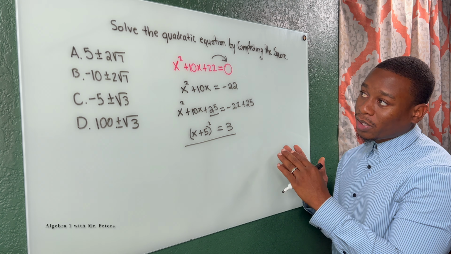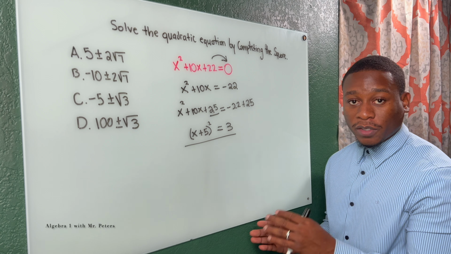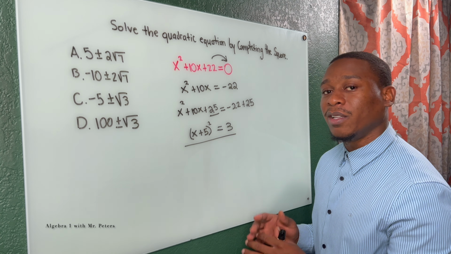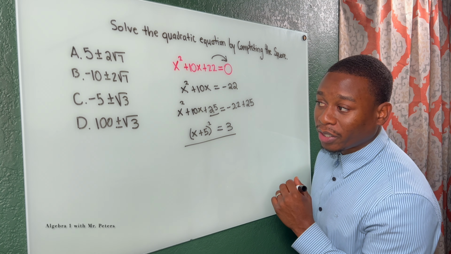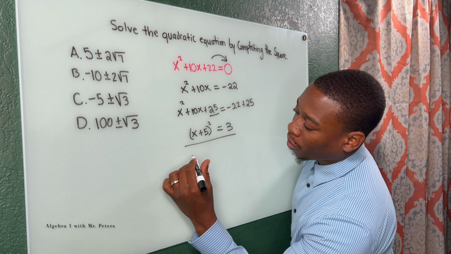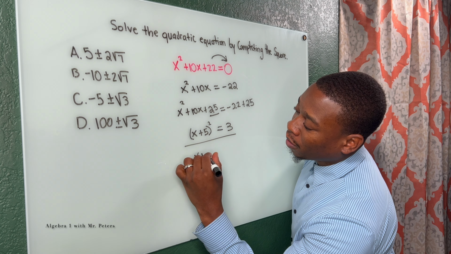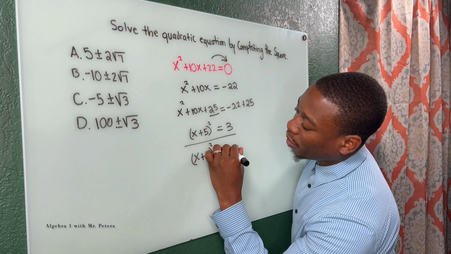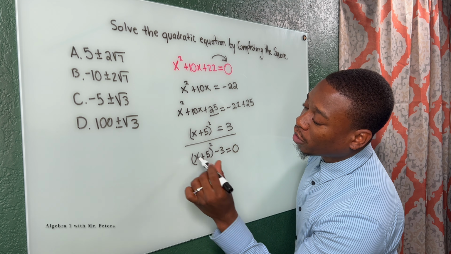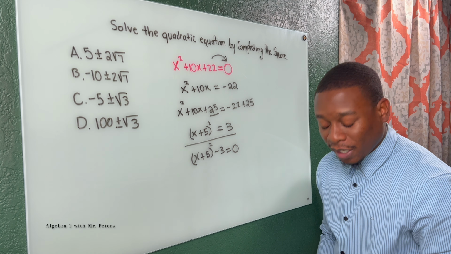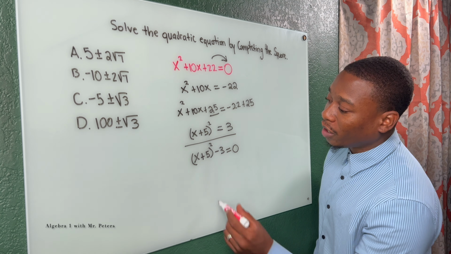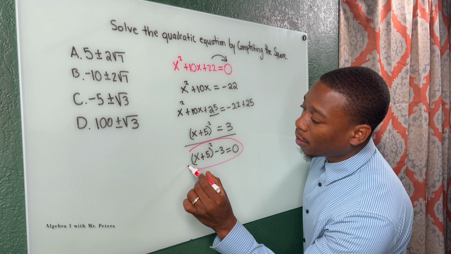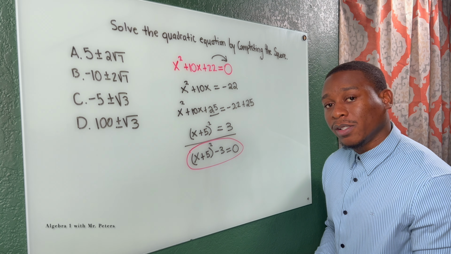Now let's pause right here, family. If we were taking this from standard form to vertex form, we're basically done right here. We just need to subtract 3. So when we come now, we're going to have x plus 5 squared minus 3 is equal to 0. So now this is the vertex form for this quadratic equation, okay? So what exactly does this mean?